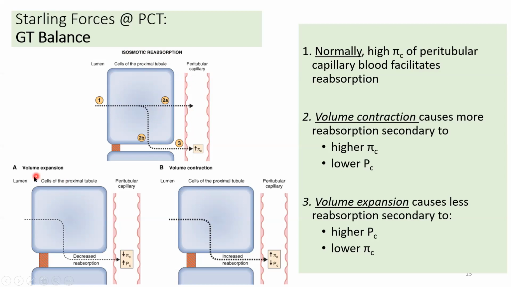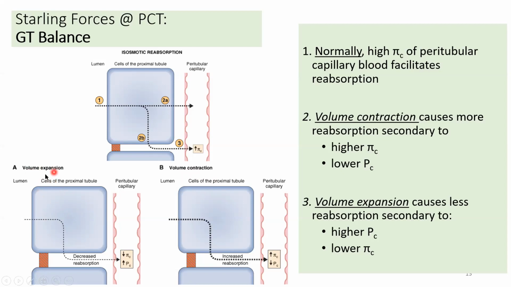Now there are two scenarios which are different. One is volume expansion. So something has happened in the ECF. It's not the kidney's fault. Something has happened in the ECF and the volume has expanded. And the second scenario is the opposite. Something has happened in the ECF where the person has lost volume. So the volume has contracted. See how GT balance saves the day in this scenario.